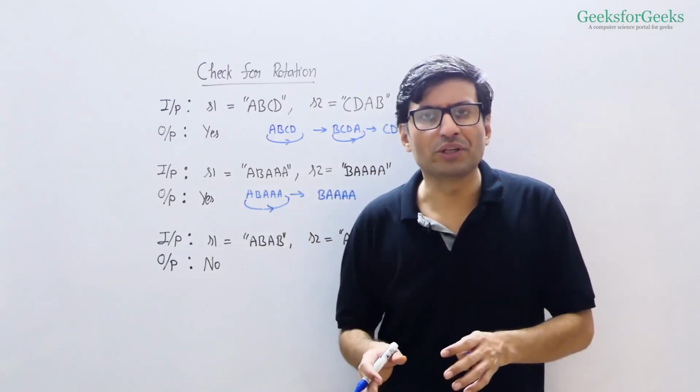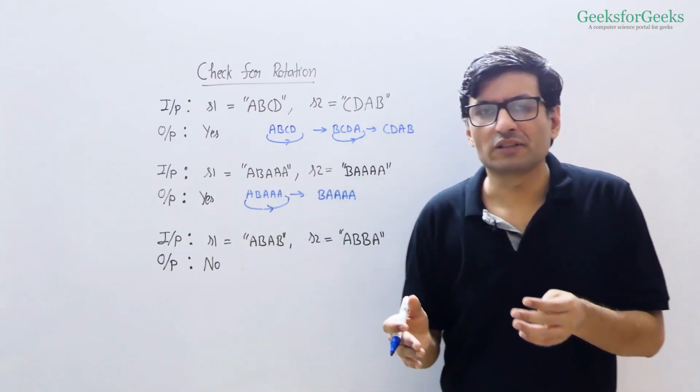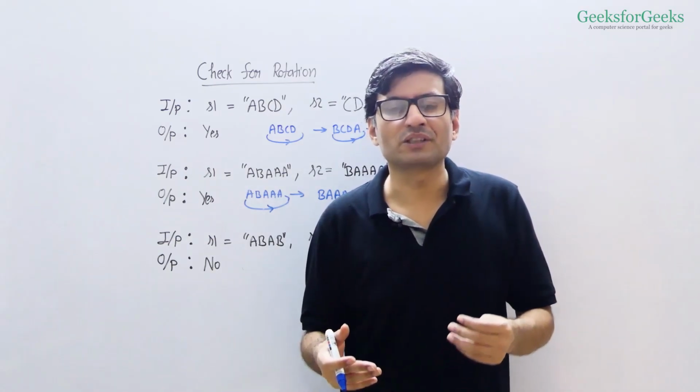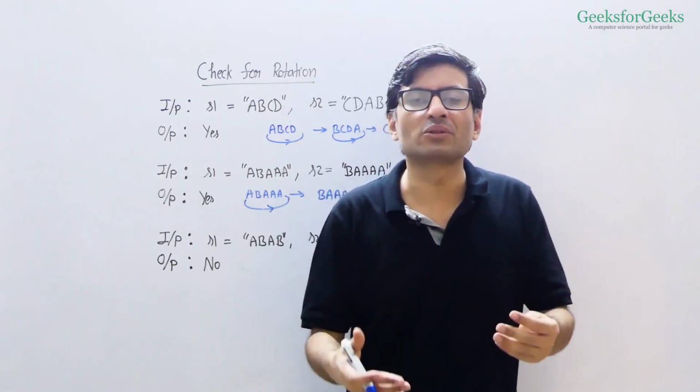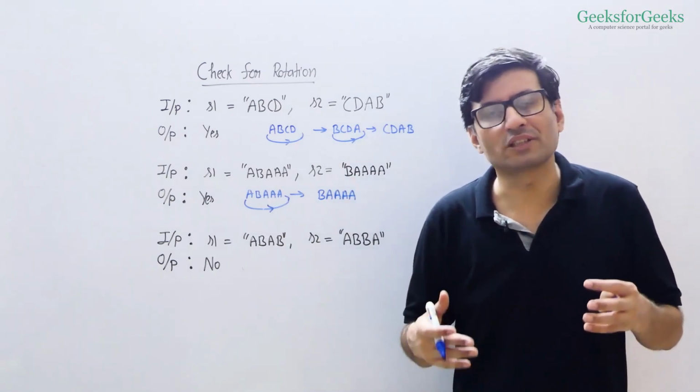Now please pause this video and write down a function that takes 2 strings as arguments, returns true if the given 2 strings are rotations of each other, otherwise returns false.